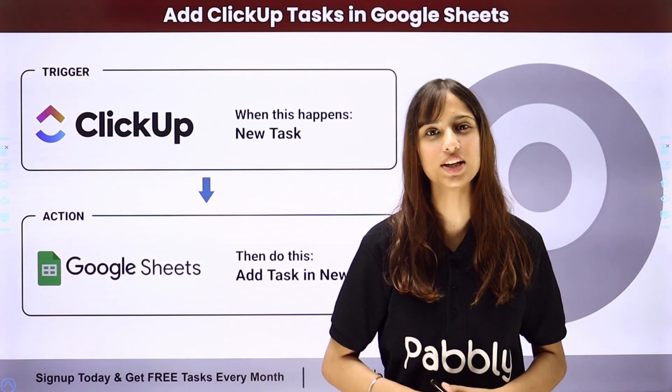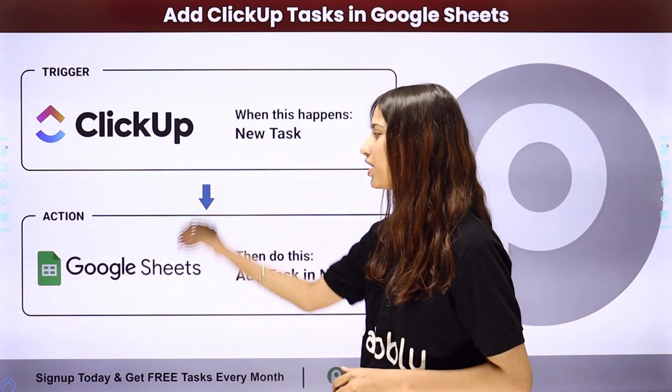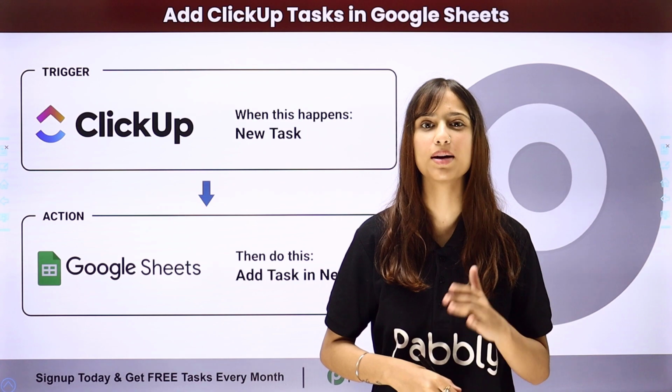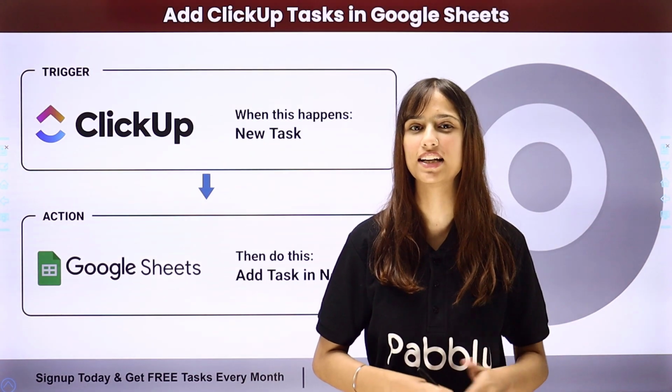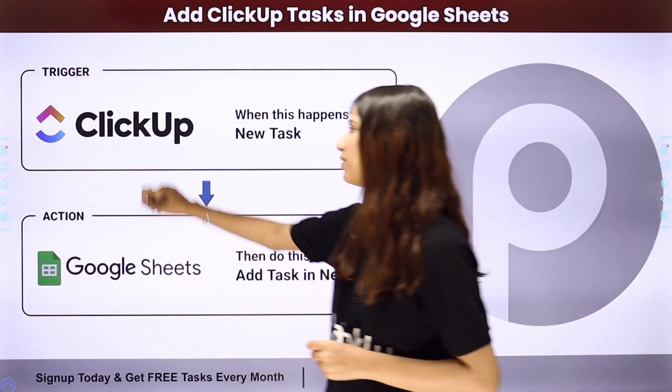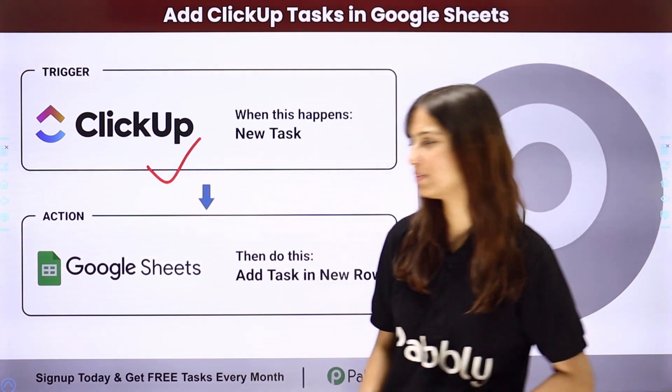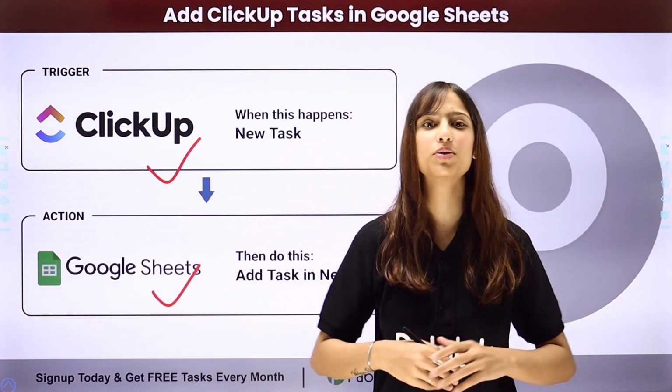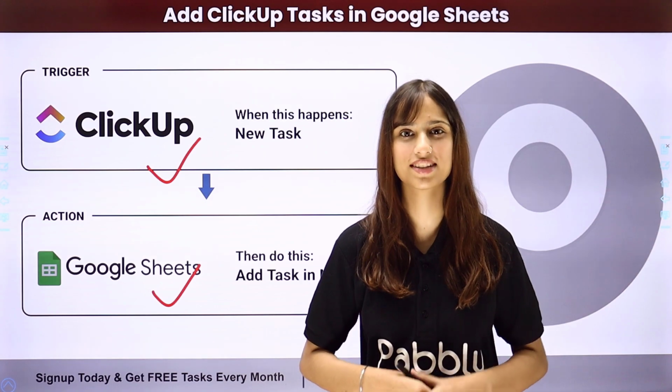So now to do this, I need to build an integration between these two applications, for which I'm going to use this amazing automation software, that is Pabbly Connect. So here my trigger application will be ClickUp and my action application will be Google Sheets. So if you want to learn more about this integration, follow me through the screen.